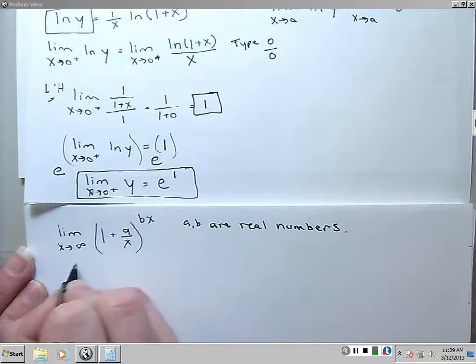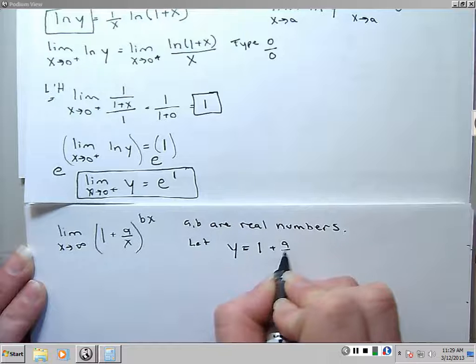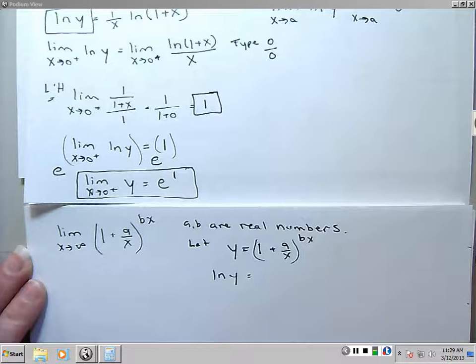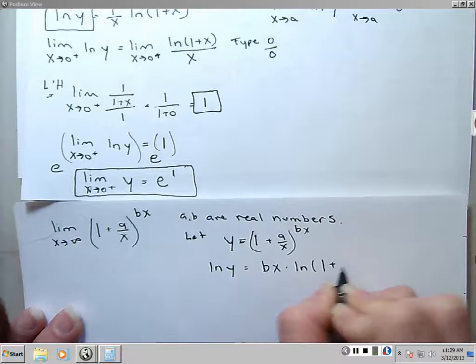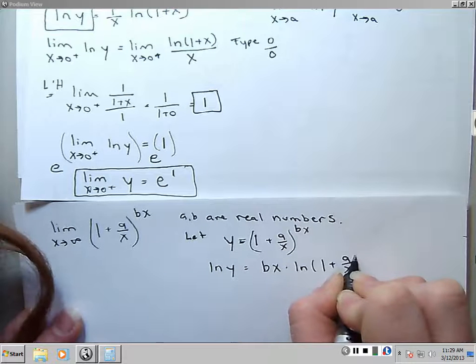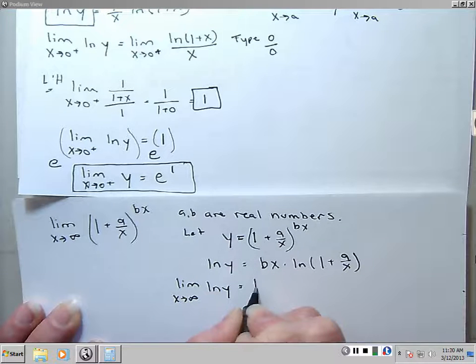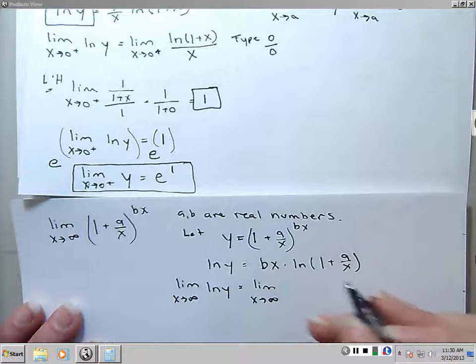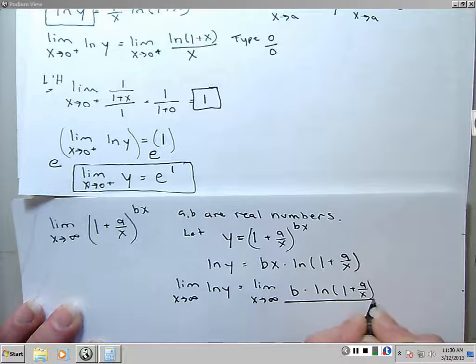So I'm going to let y equal 1 plus a over x to the bx power. So ln of y would be what? Very good. bx times ln of 1 plus a over x. So if I want to evaluate the limit as x goes to infinity of ln of y, I get the limit as x goes to infinity of, maybe I'll write this as b times ln of 1 plus a over x, all over x to the minus 1.